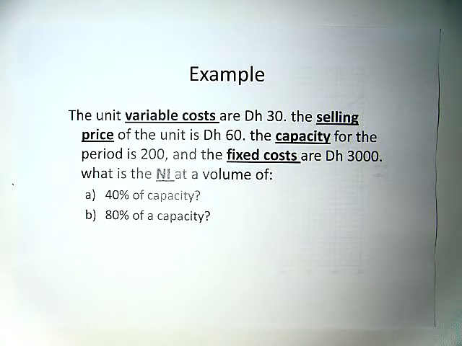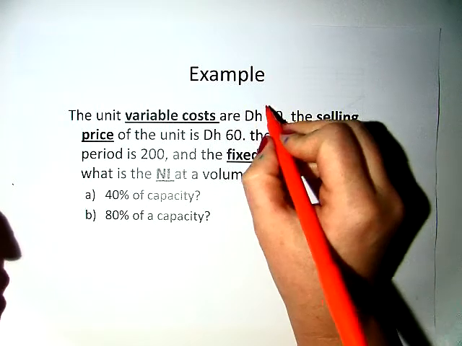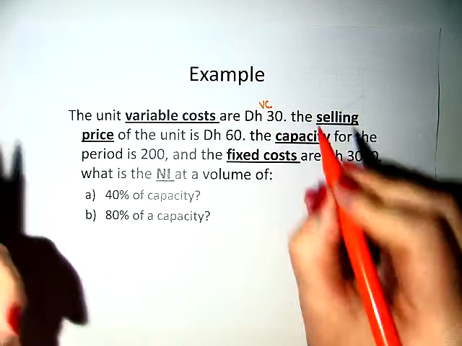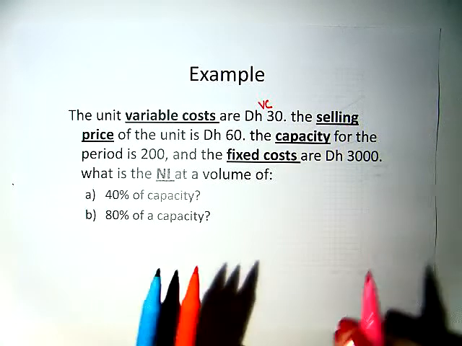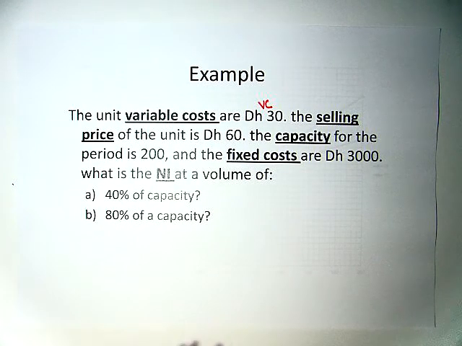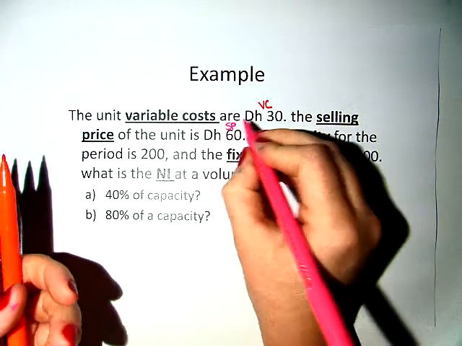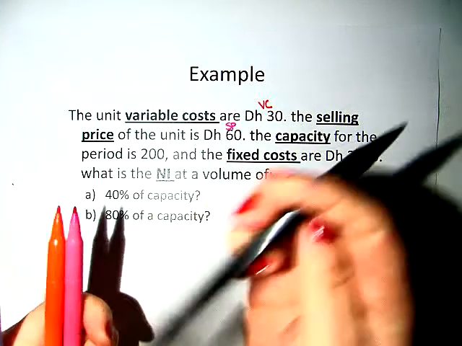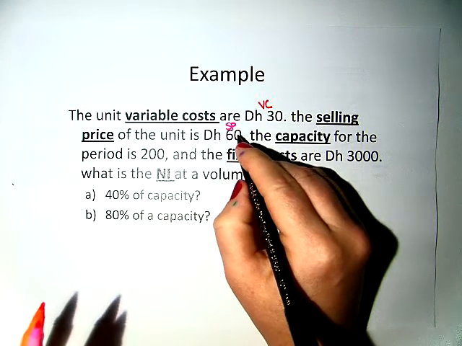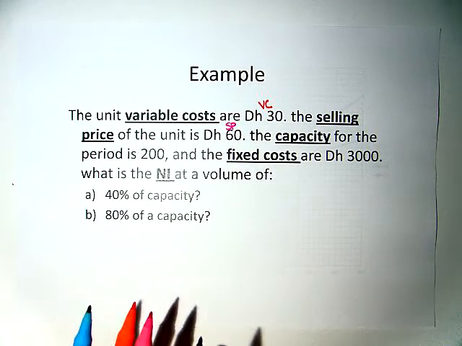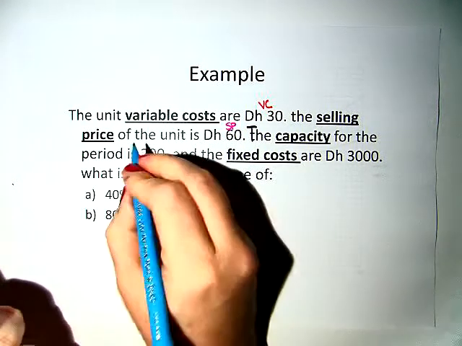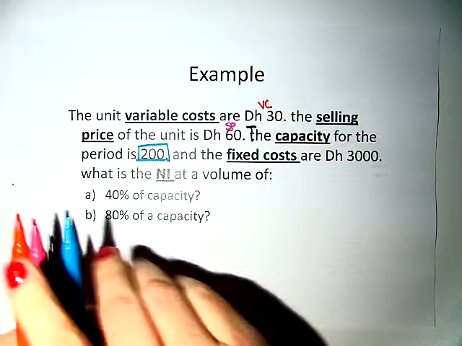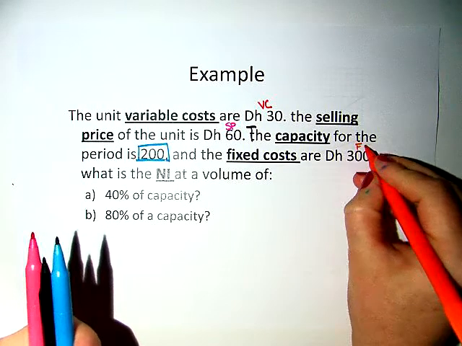So we're going to look at an example involving this. Unit variable costs are 30. Oh, excuse me, this would be slope. And the selling price of the unit is 60. So we know that this one is dealing with the total cost, and this one is dealing with the total revenue. The capacity for the period is 200, and the fixed costs are 3,000.